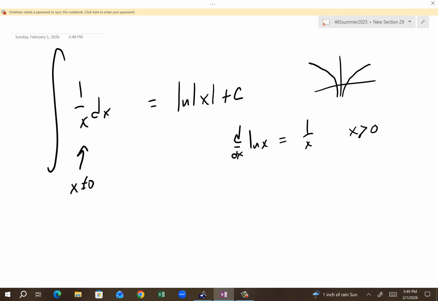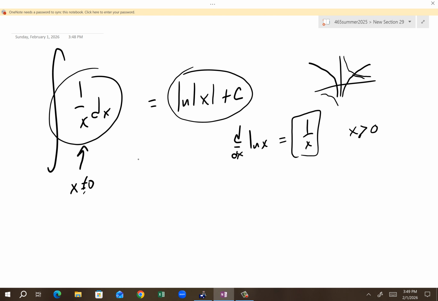What does the derivative of him look like? On this side, it's negative slopes, right? And up here, it's positive slopes, which is just 1 over x. I'm sorry, back here. This guy is all reals except 0. This guy is all reals except 0.